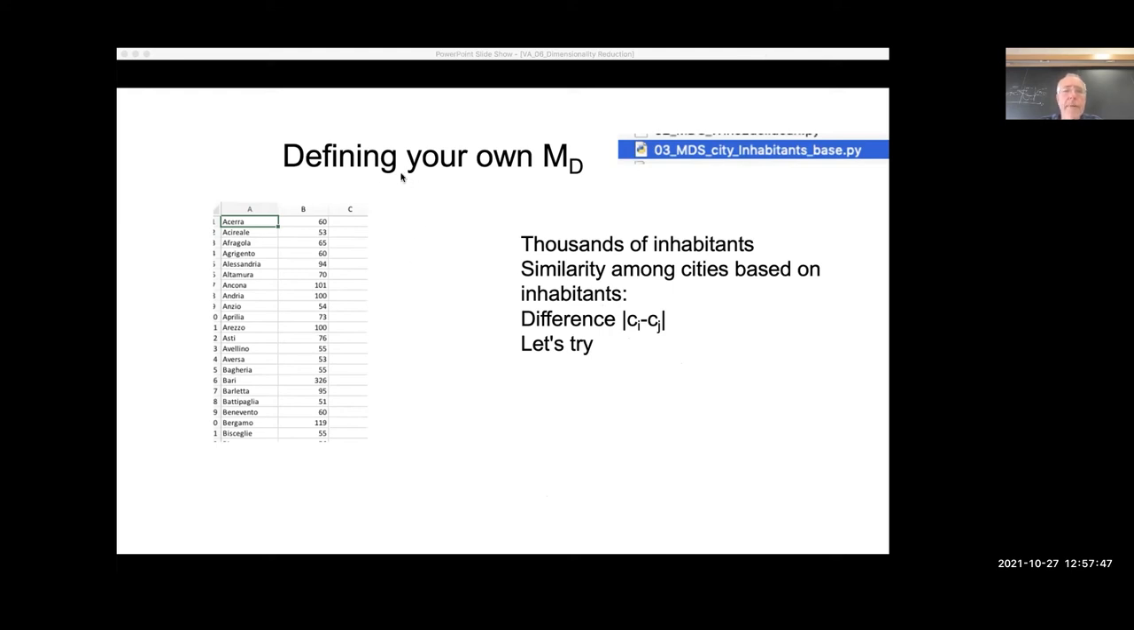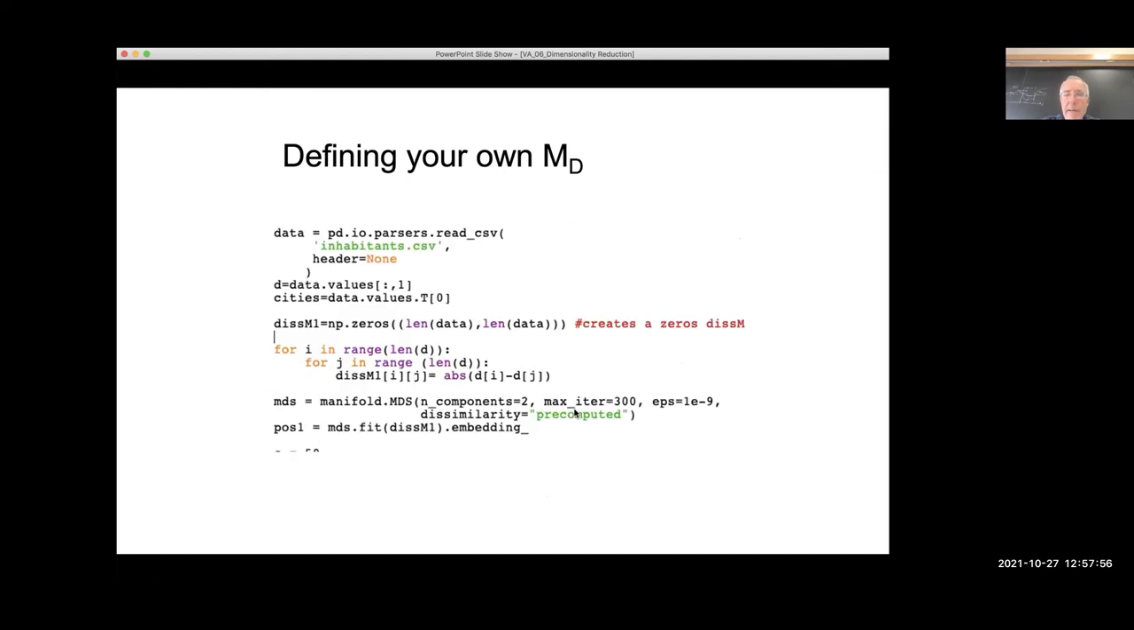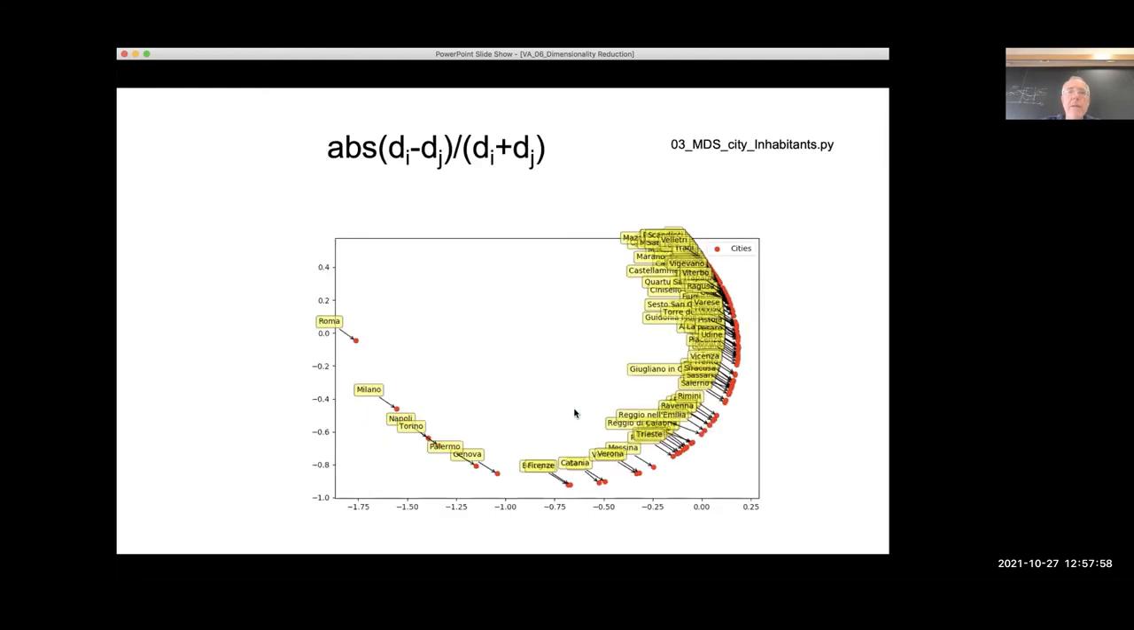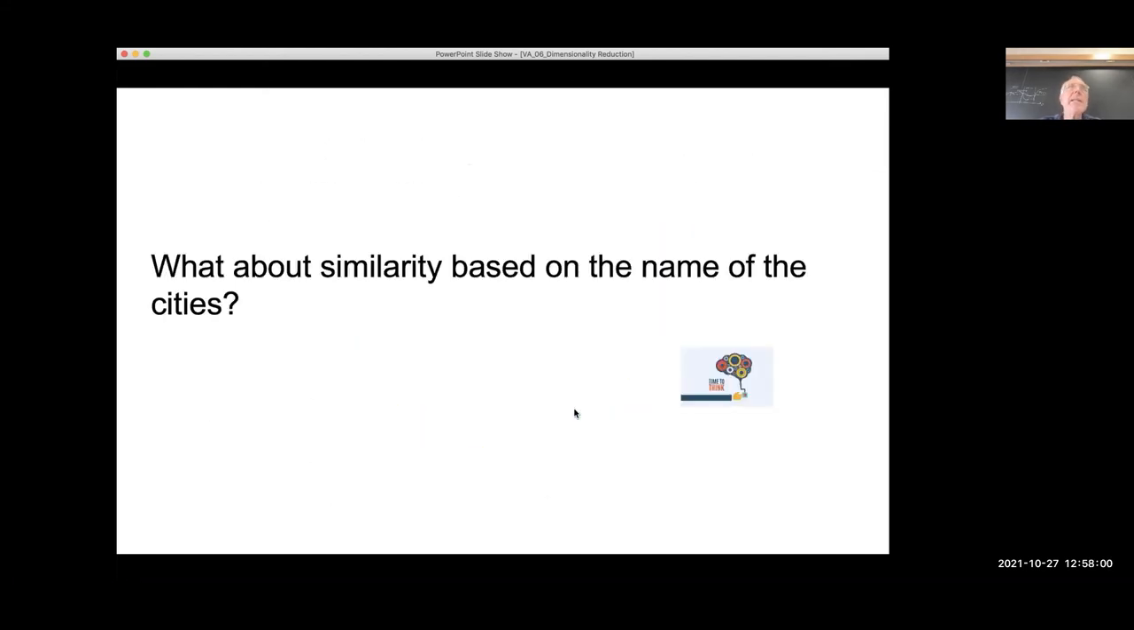Yeah, I did. So don't go to the slides for the solution. Push your brain on nice ideas of how to compare similarity of cities based on their name instead of the number of inhabitants. You have only the name and the inhabitants, no more than that. Okay, see you in 45 minutes.